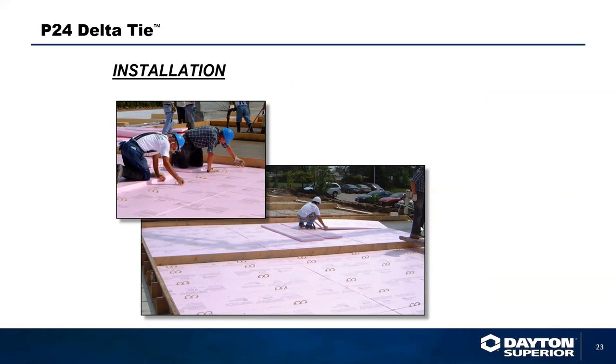Your spacing is typically 2 foot wide by 4 foot in height on the panel. So at every seam, if you're using 2 foot wide panels of insulation, every 4 foot in overall length, you're going to have a Delta Tie.